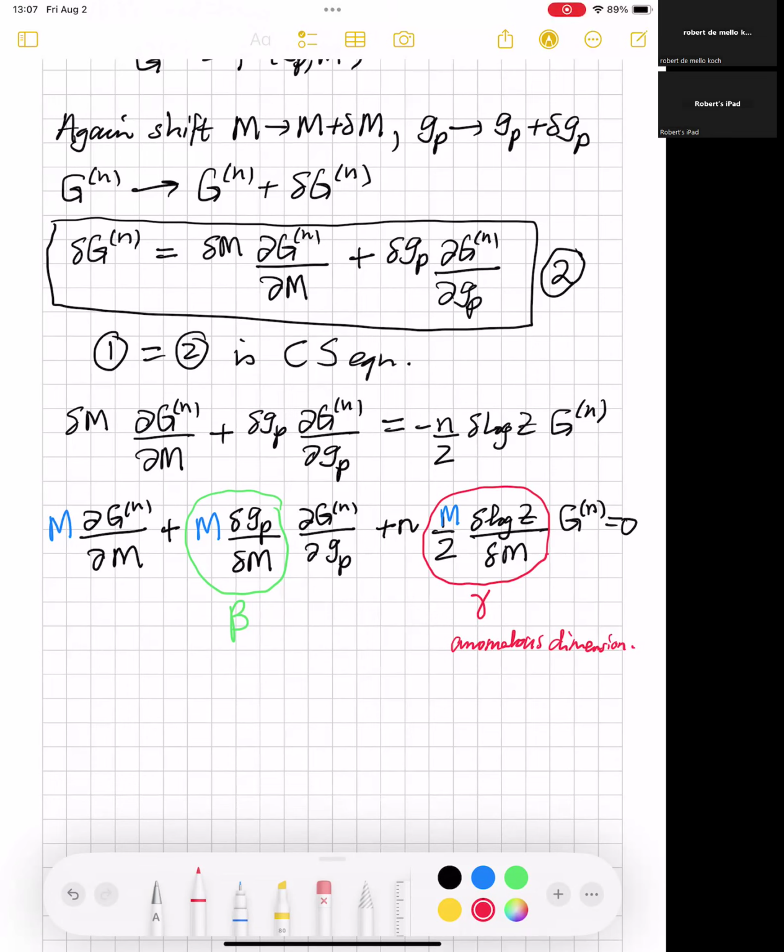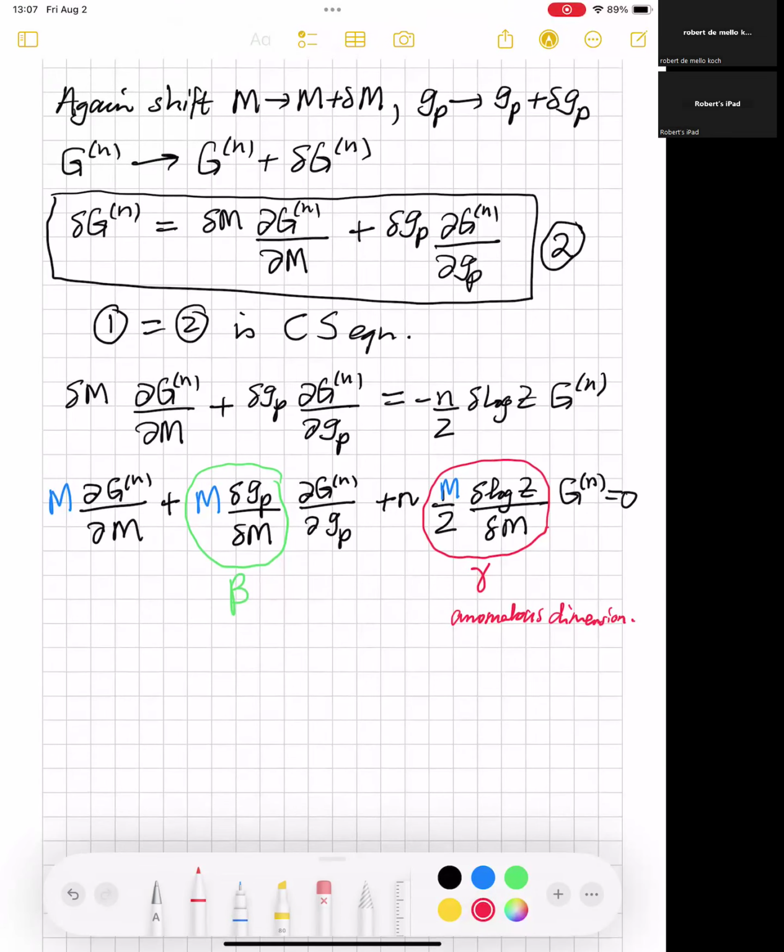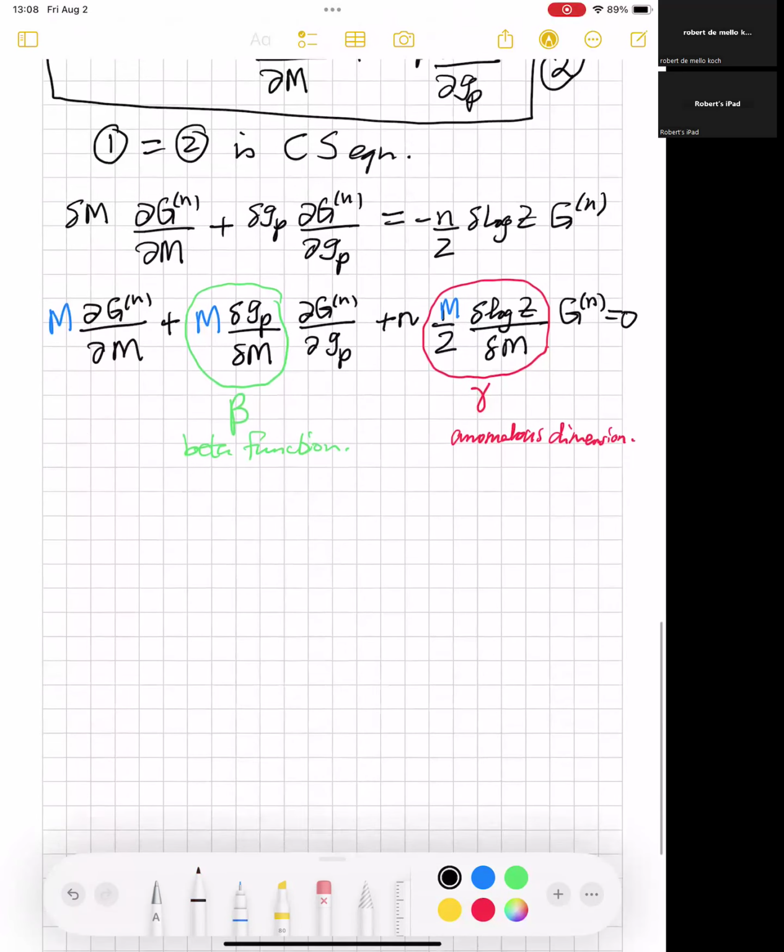So it tells us how the field strength changes as you change scale. And then this beta here, you'd usually say beta function. So people talk about the beta function for different theories, and we'll see how to calculate it. So this is now the Callan-Symanzik equation. So let me just write it out again. So this is how we would usually write it.